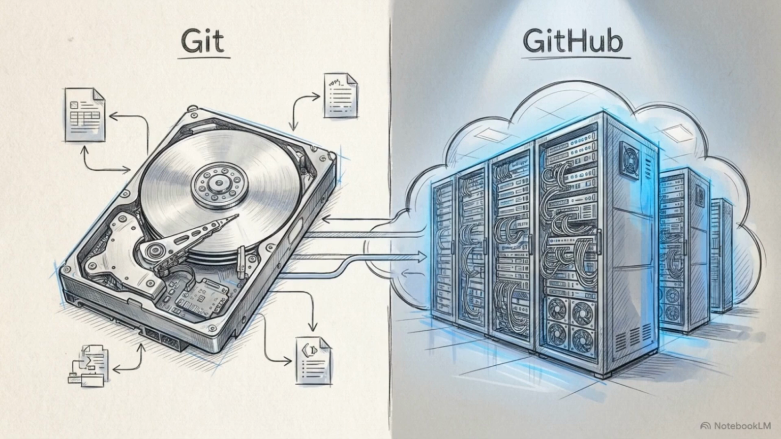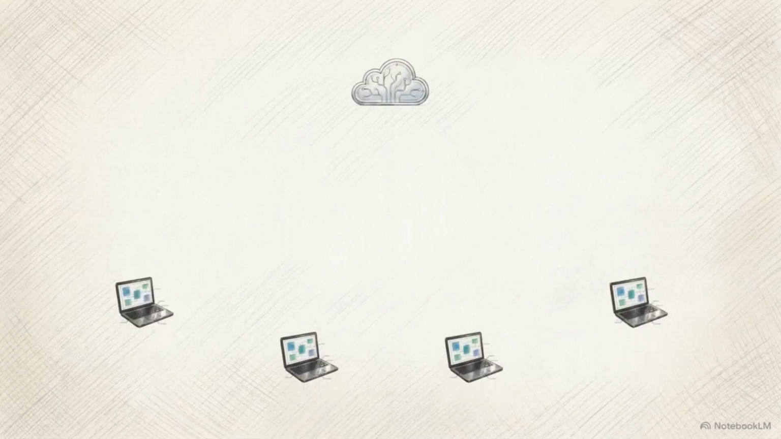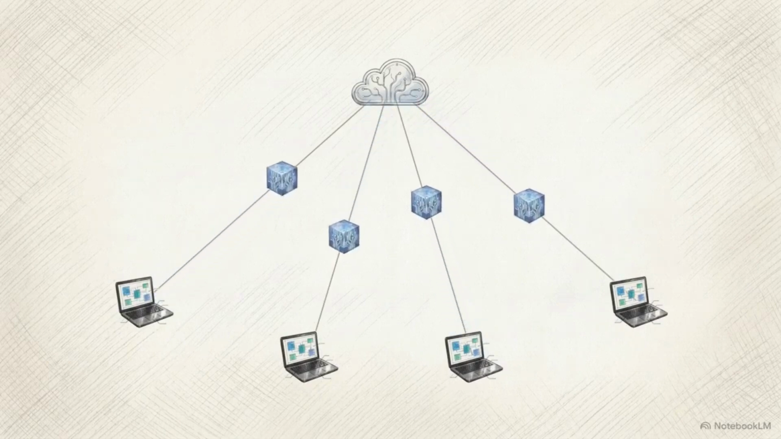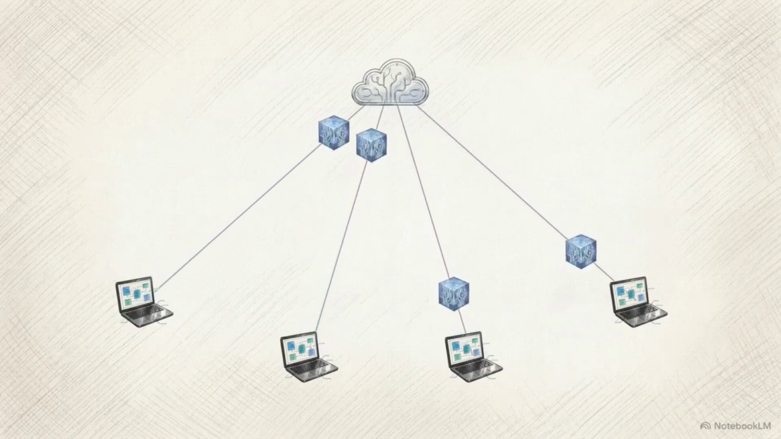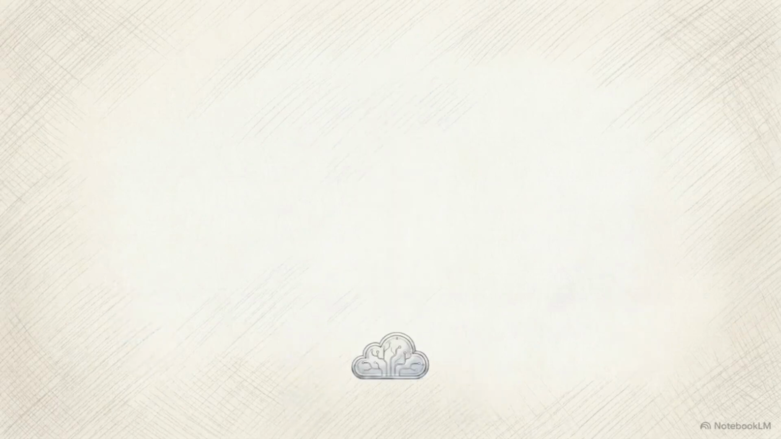Git is the local versioning engine running on your machine, whereas GitHub is the centralized cloud hosting infrastructure. This network topology map illustrates the necessity of that cloud platform. It enables multi-node collaboration, allowing separate local machines to synchronize their distinct timelines via continuous push and pull mechanisms.